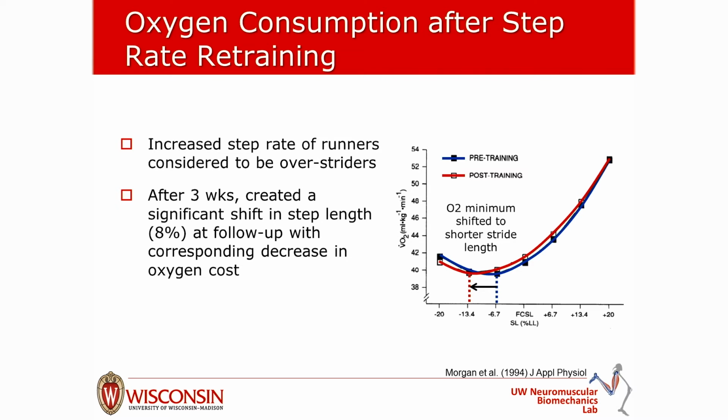And what they found is that over a 3-week period of time, when runners increase their step rate, their oxygen cost curve associated with running actually shifted, such that the minimum oxygen cost matched up to their new training style. So they learned, they've adapted their running, their oxygen well, if you will, has adapted to their new running style.